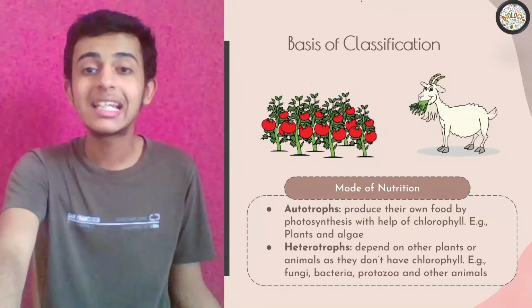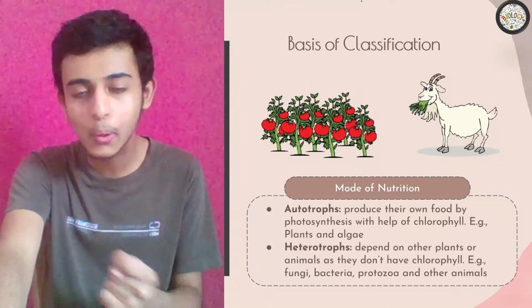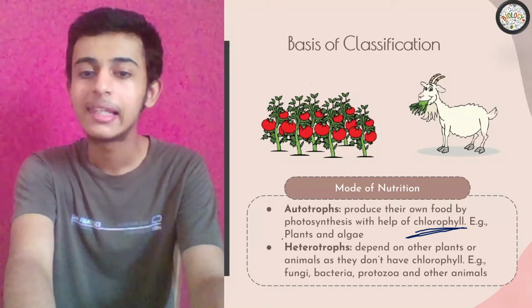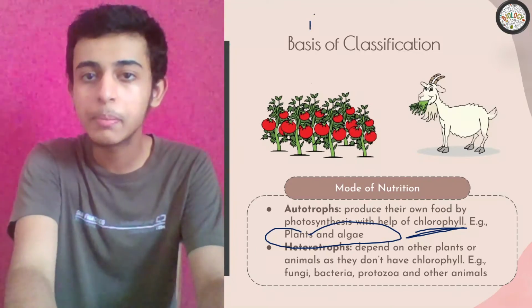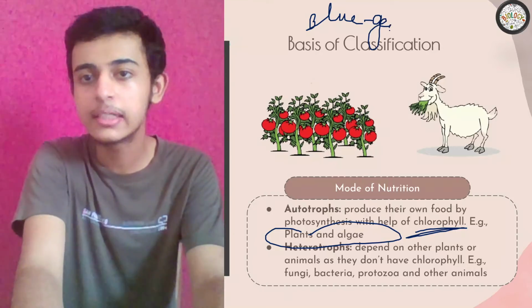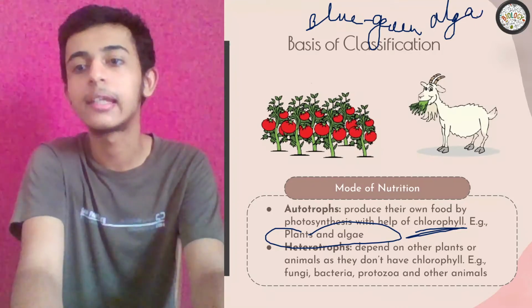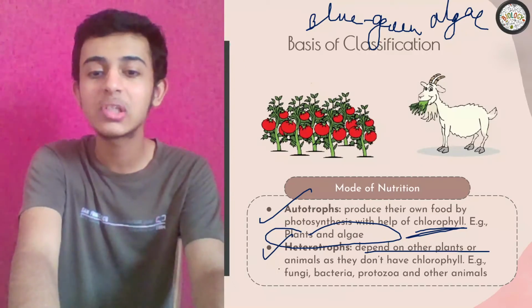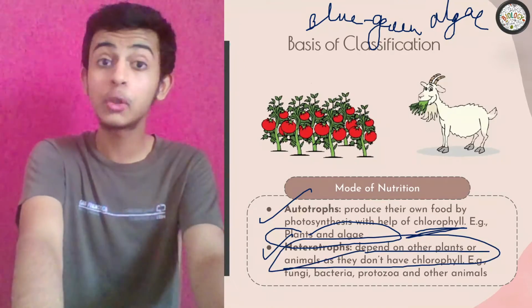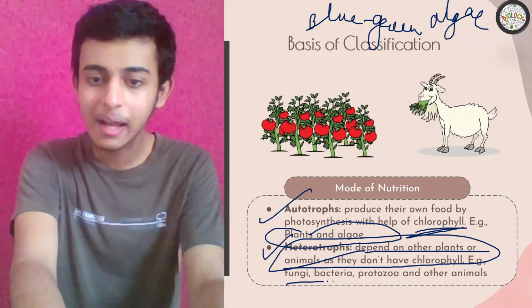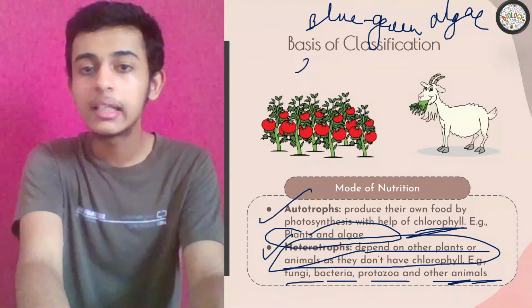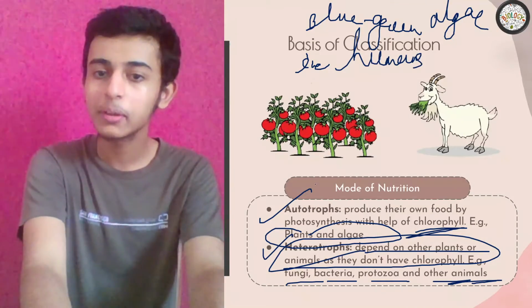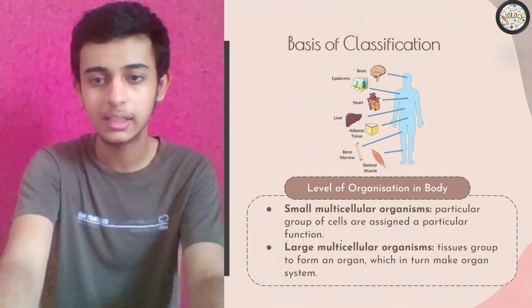Autotrophs, the organisms which produce their own food by photosynthesis with the help of our magic chlorophyll, like plants and algae. In algae, also remember students, it is blue green algae, not all algae. Blue green algae. Correct? They are autotrophs. Heterotrophs, which are dependent on other plants or animals, as they don't have chlorophyll to produce their own food. Fungi, bacteria, protozoa, and other animals, including humans. Okay, so on the basis of mode of nutrition, we have autotrophs, heterotrophs.